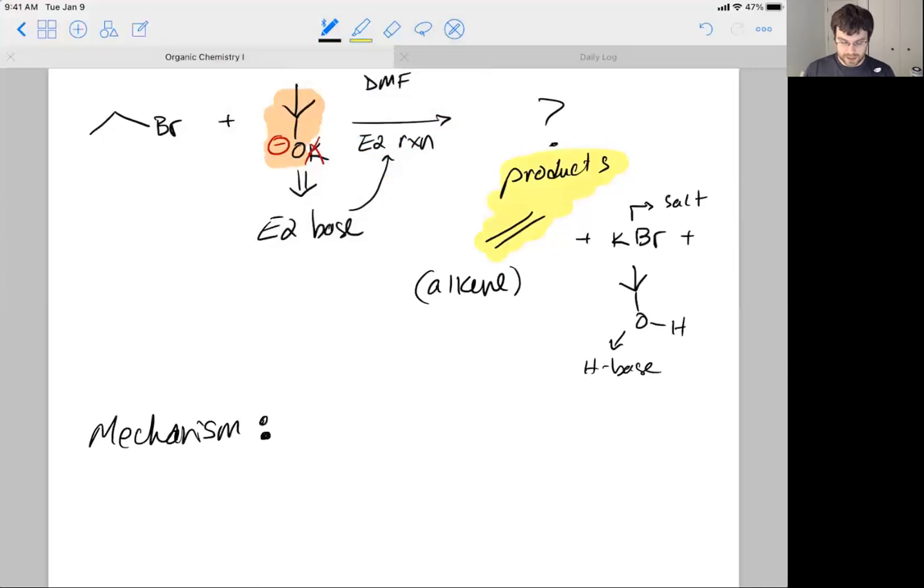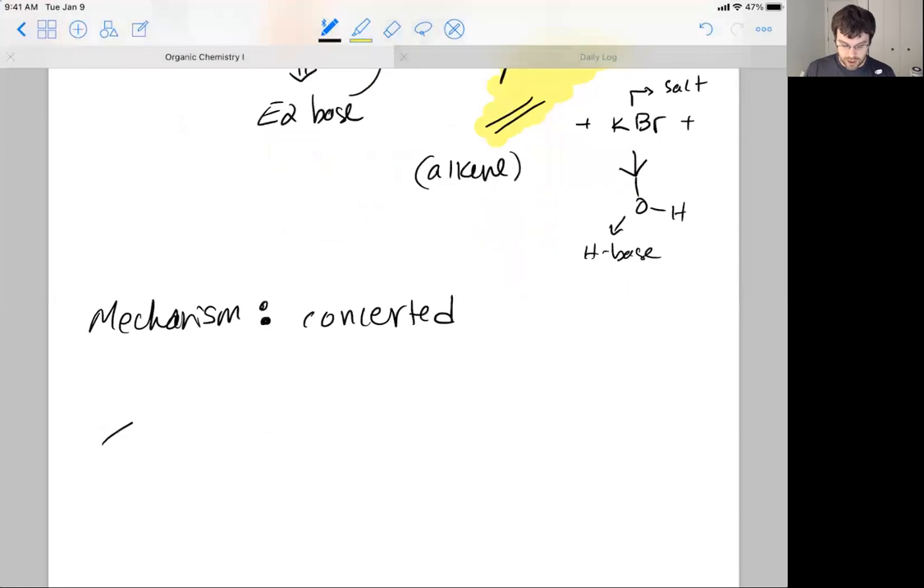So the mechanism is again concerted. That means everything's going to happen in one fell swoop without the involvement of any intermediates. So what I'm going to do is redraw the starting materials along with the E2 base, but I'm not going to draw the counterion. I'm just going to go right to a negative charge.